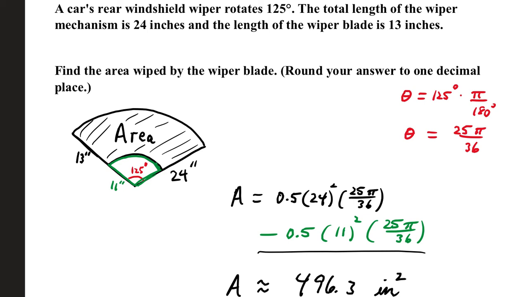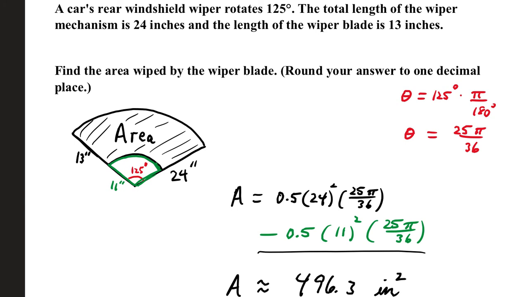Okay, so we're looking at the back of an SUV. The total wiper mechanism is 24 inches from start to finish, end to end. That's the entire arm. The wiper part is only 13 inches. Well, since all of it is 2 feet or 24 inches, the dead zone, the part that swipes but doesn't actually wipe the window, is 11 inches. So the game plan is to find the area of all of it and then subtract the area that doesn't get wiped.